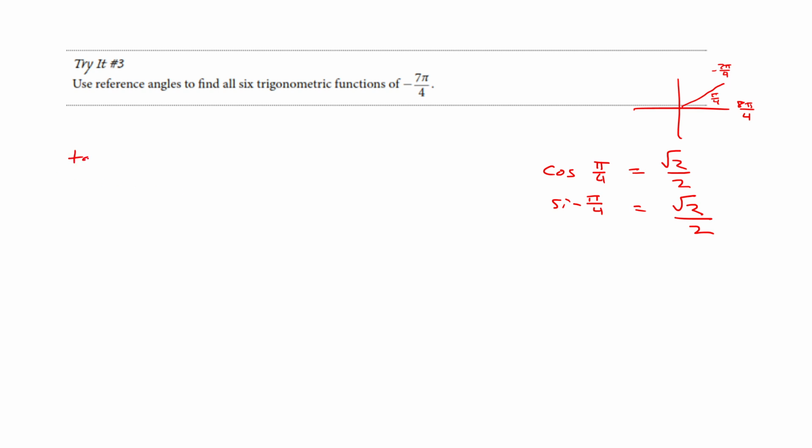So let's find tangent, sine over cosine. It's going to be the same thing over the same thing. Do you see that? So it's going to be 1. Cotangent's going to turn that upside down. Well, 1 upside down is still 1. Cosecant is going to turn sine upside down. So I'm going to have 2 over the square root of 2.